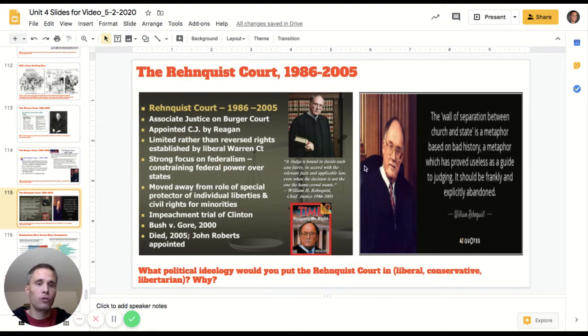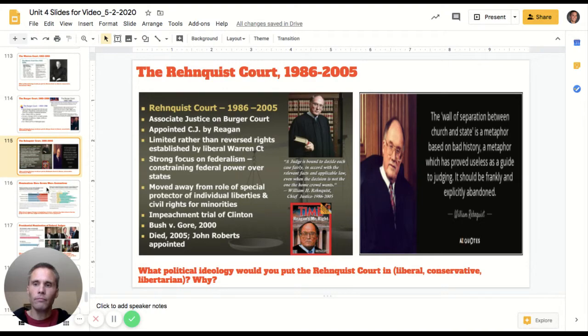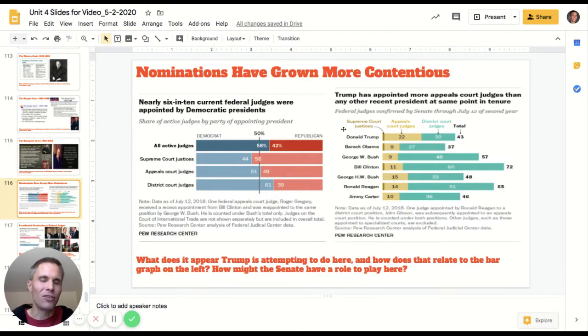Whether or not you support those specific views is up to you. But this really did bring about a pretty big shift in some of those rulings. And that is ultimately why, folks, as you see the courts leaning a little bit further right or a little bit further left, nominations have grown far more contentious.